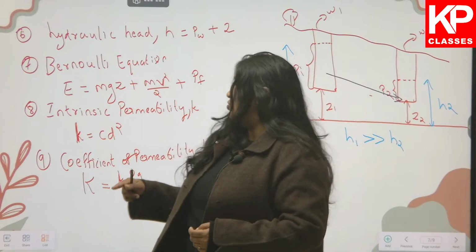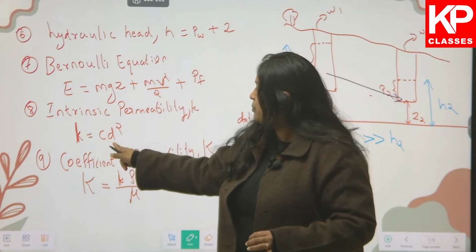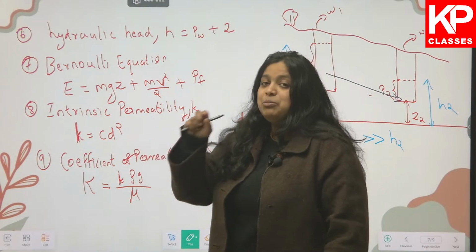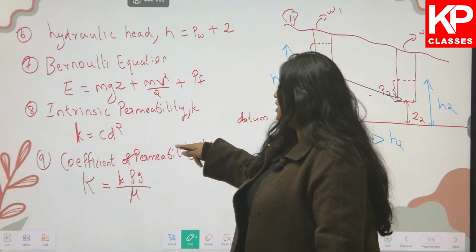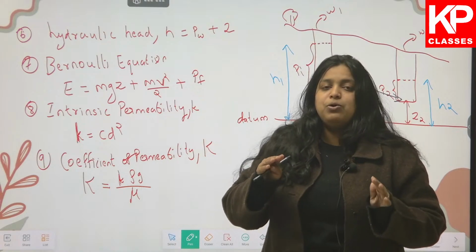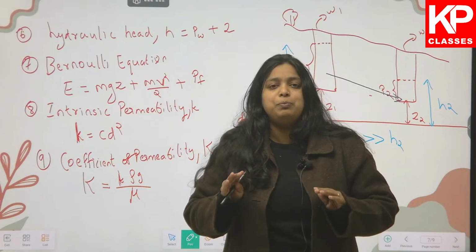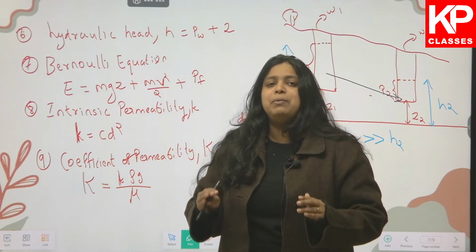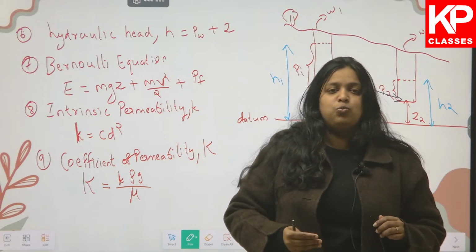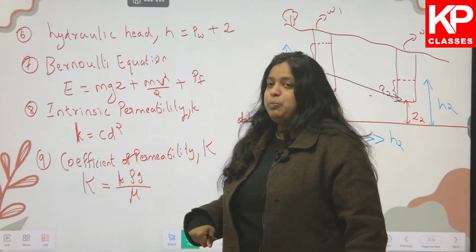So over here, intrinsic permeability small k is defined by the shape factor C, which is a constant, and D is the diameter of the pore space. So it is pretty clear that intrinsic permeability is a factor of the medium. It is only a function of the medium. It only defines the property of the medium: the ability of the medium or the rock unit to transmit water. That ability of the medium is defined by intrinsic permeability.